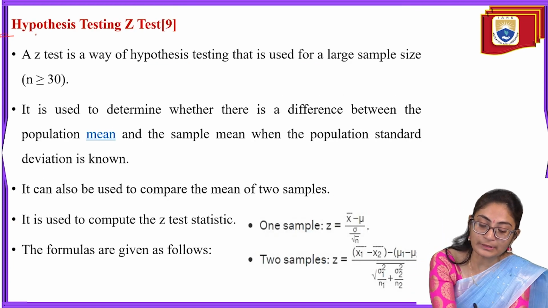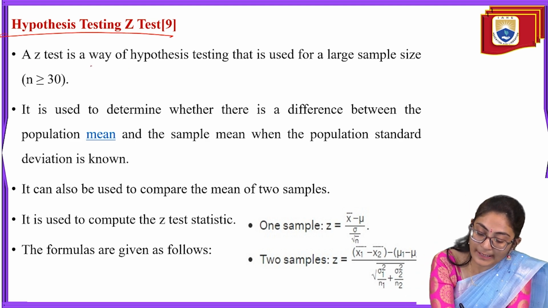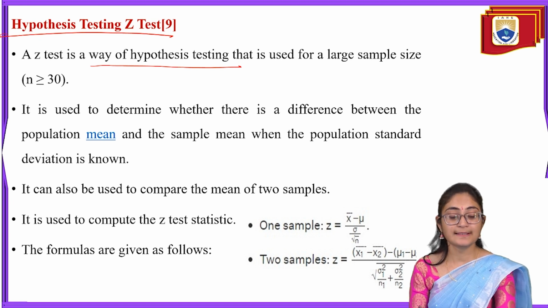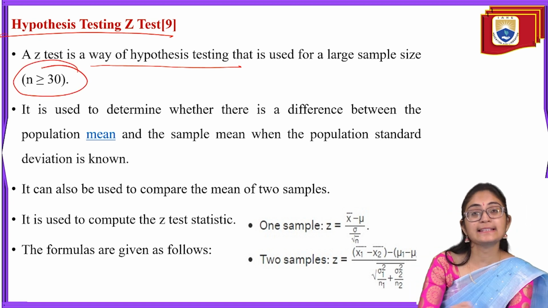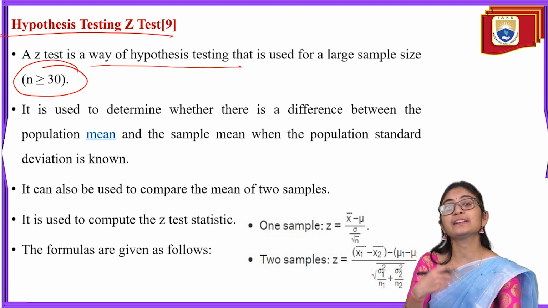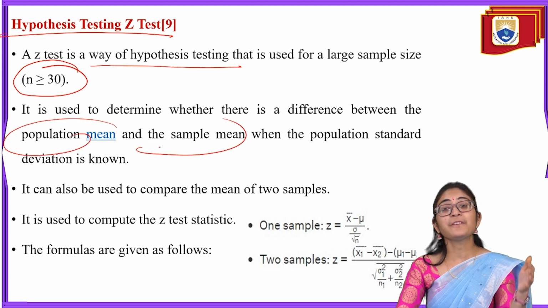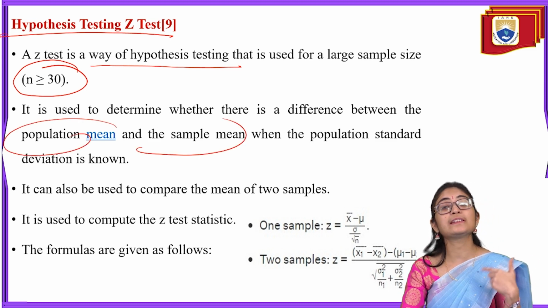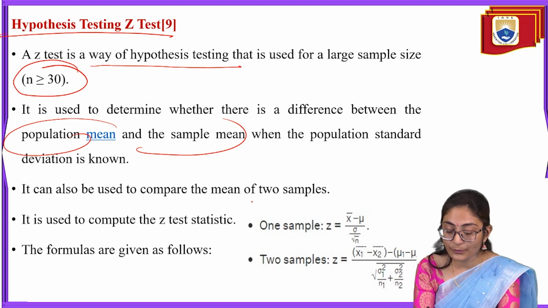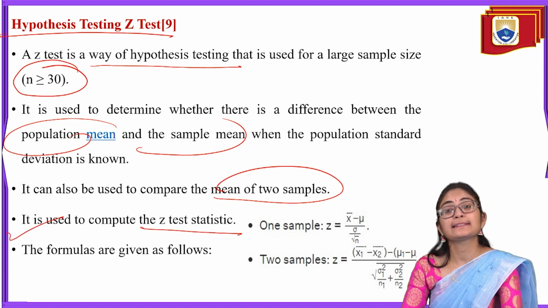The first one is hypothesis testing, Z-test. A Z-test is a way of hypothesis testing that is used for a large sample size. We can say that n is greater than or equal to 30, and it is used for determining whether there is a difference between the population mean and the sample mean when the population standard deviation is known. It can also be used to compare the means of two samples, and it is used to compute the Z-test statistic.